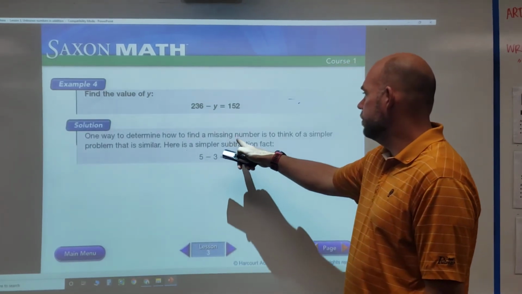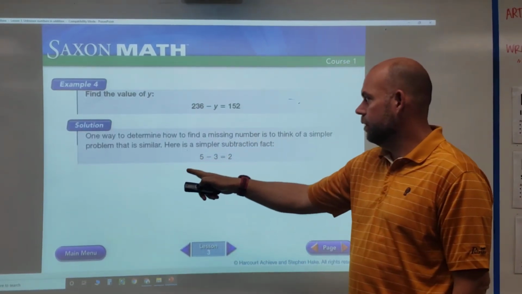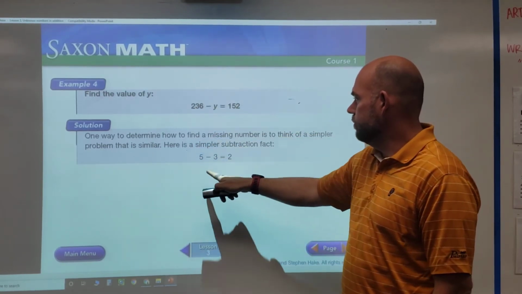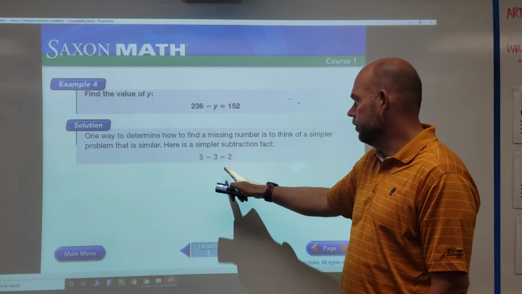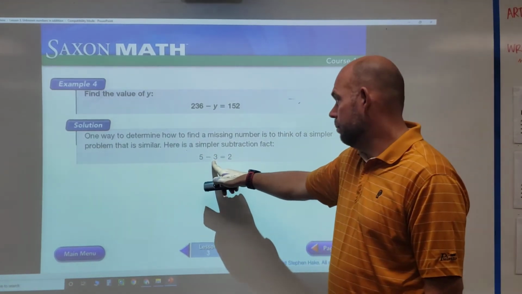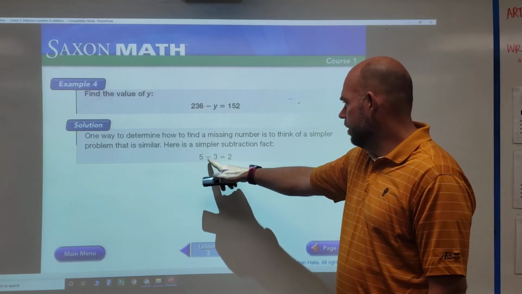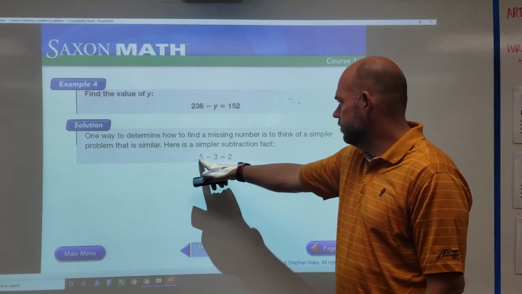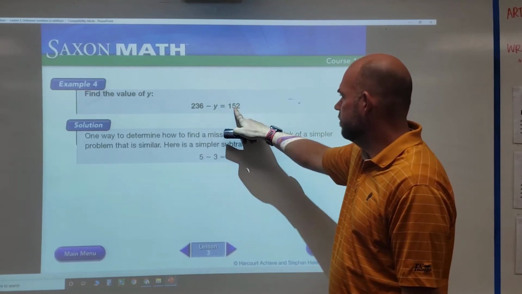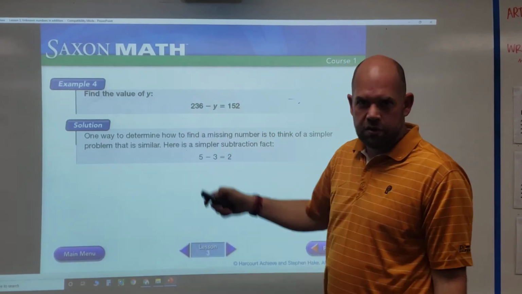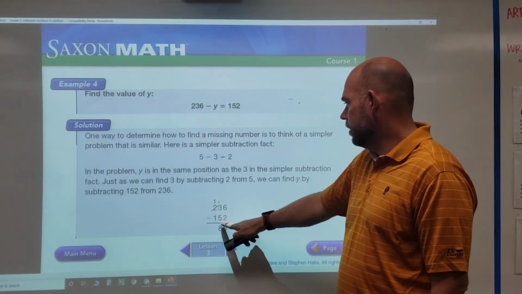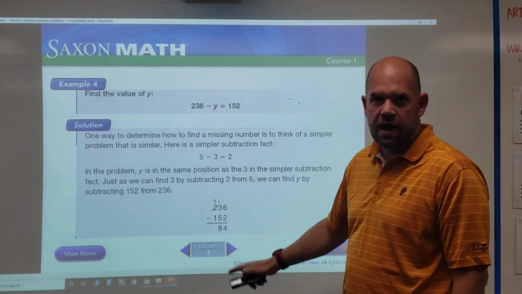So they say you can determine the missing numbers to think of a similar problem. So 236 minus y equals 152. Just think of 5 minus 3 equals 2. Well, to solve for y, which in this case is a negative number, we would simply say, well, 5 minus 3 is 2, so 5 minus 2 is 3. So we're going to subtract this number from this number. So we can subtract 152 from 236 because it's a similar problem, right? So if we do that, subtract 152 from 236, we get 84.